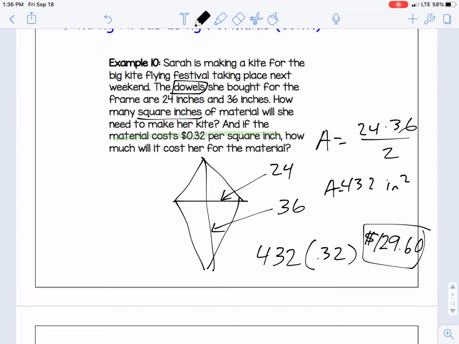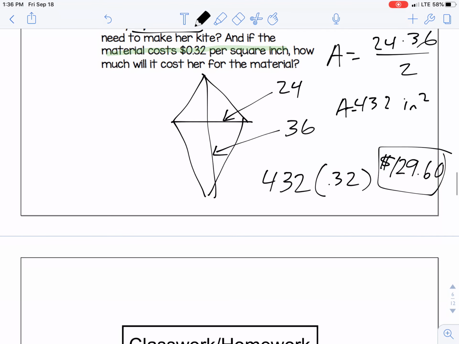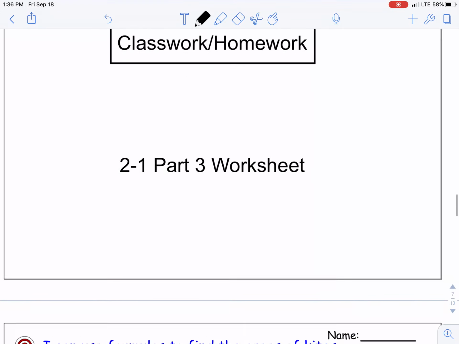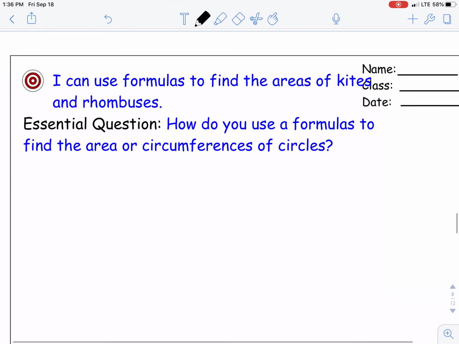All right, so that is rhombus, and that is area of kite. Diagonal 1 times diagonal 2 divided by 2. All right, so you can go ahead and get started. I'm going to get cracking on circles.